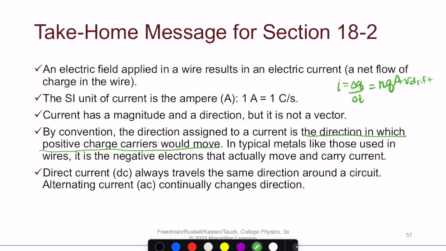And then finally, we took a look real quick at AC and DC current. DC means one direction, so it's either always clockwise or always counterclockwise. And alternating current continually changes direction at a rate, 50 or 60 hertz. We can describe that direction change by a sinusoidal function.